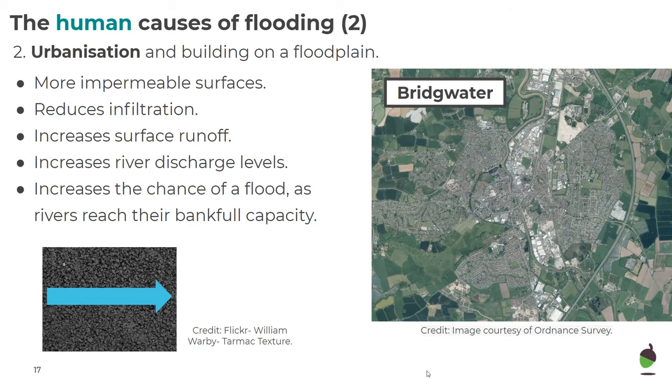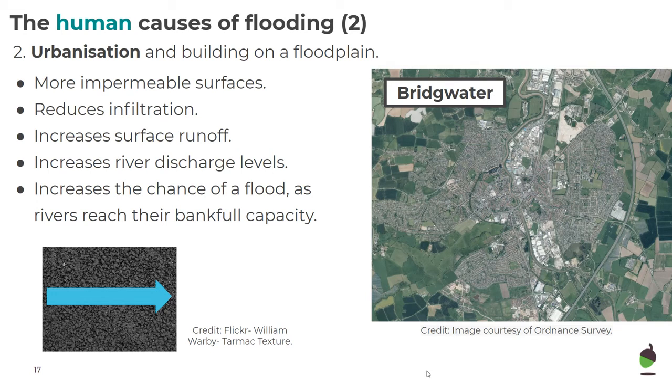So the second human cause of flooding in Somerset was linked to urbanisation and building on the river floodplain. There are several urban areas in the Somerset levels, like Bridgewater, that you see in the aerial photograph to the right of the screen. Urbanisation and building on a river floodplain increases the impermeable surfaces around river channels within their drainage basins. Impermeable surfaces do not allow water to pass through them. This reduces infiltration, and it will increase surface runoff. This means rainwater can reach the river channels much faster.